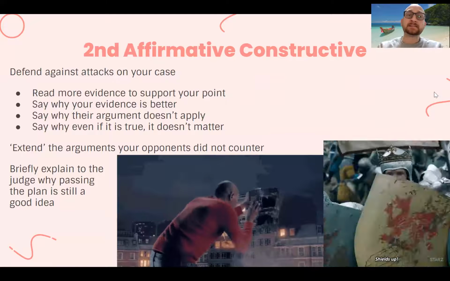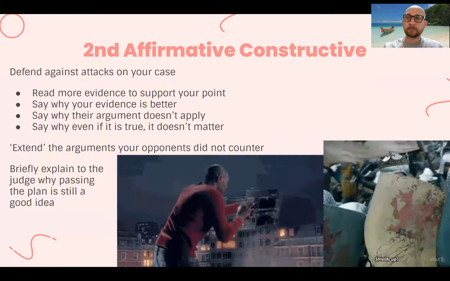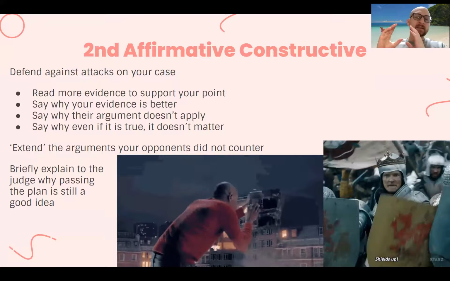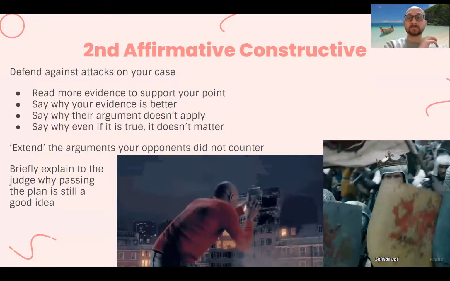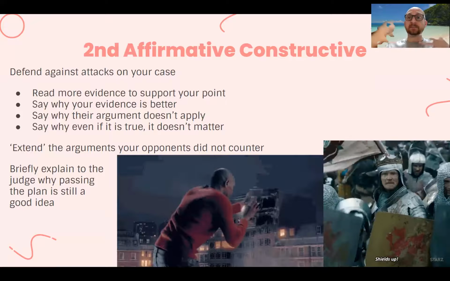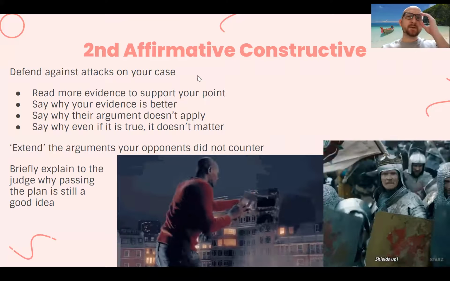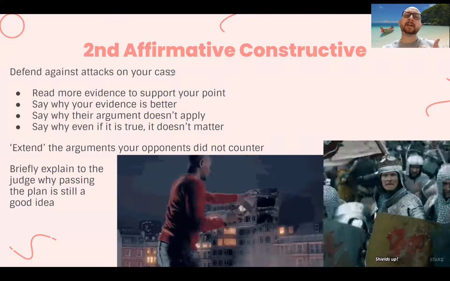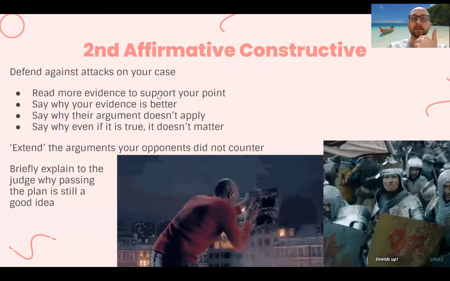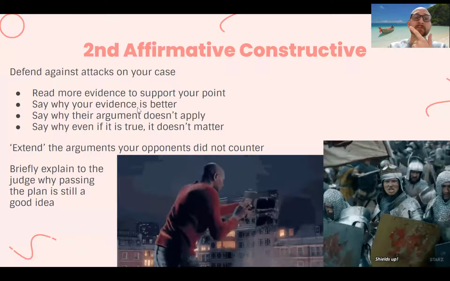The third speech in the debate is the second affirmative constructive, also 4 minutes long. So this is where things start to get interesting. Because if you're the second affirmative constructive, what you have to do is figure out what the other team said and figure out how you're going to respond to it. This will be different in every debate because every 1NC is going to have different arguments in it. So you have to respond differently to them in all the debates. In order to do this, you have to identify their arguments. And then once you've identified what the problem is, you can either read more evidence to support your point, or say why your evidence is better. Maybe it's more specific or the author is better or something, or it's more recent.